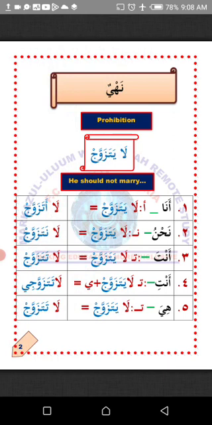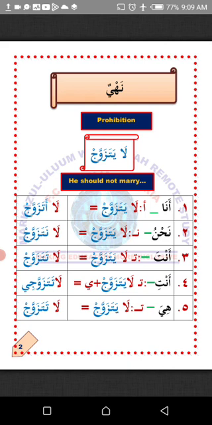Wahid, number one. Ana, I. So how do we change the verb لا يتزوج to suit ana? All you need to do is to detach ya'un and attach alifun. So the verb لا يتزوج will now become لا أتزوج, which means I shouldn't marry.